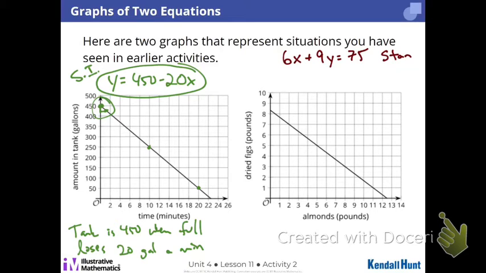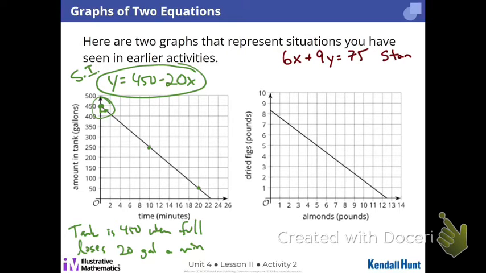Anyway, here's the challenge that you need to do with your partner. What's the guy's name for number 2? Stan. Claire? Oh, it's Claire. Sorry.